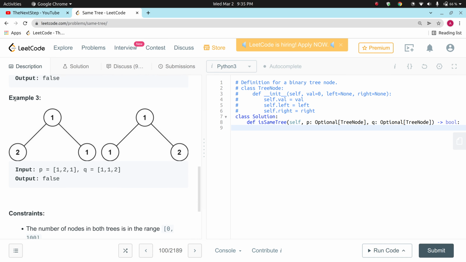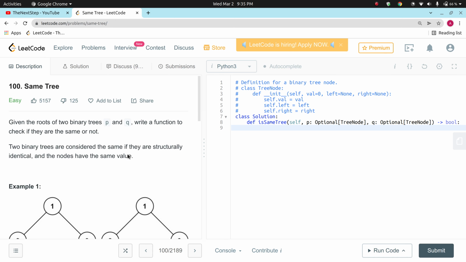Alright, moving on to another example. Yes, these two trees both have a left child and a right child, but the left child of the node P has the value of 2, whereas the left child of the node Q has the value 1. Alright, so they are not the same trees.